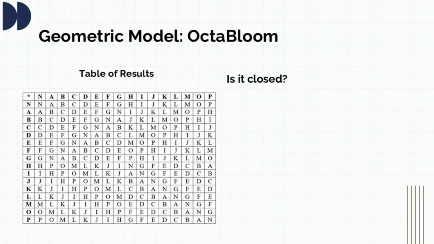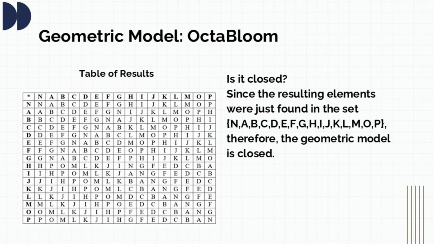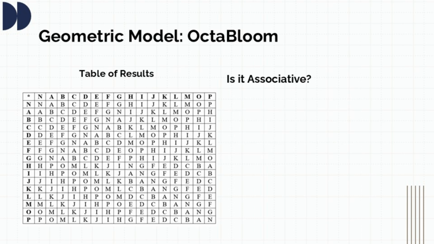So first, is my geometric model closed? Since the resulting elements were just found in the set N, A, B, C, D, E, F, G, H, I, J, K, L, M, O, P, therefore, the geometric model is closed. So, is it associative?